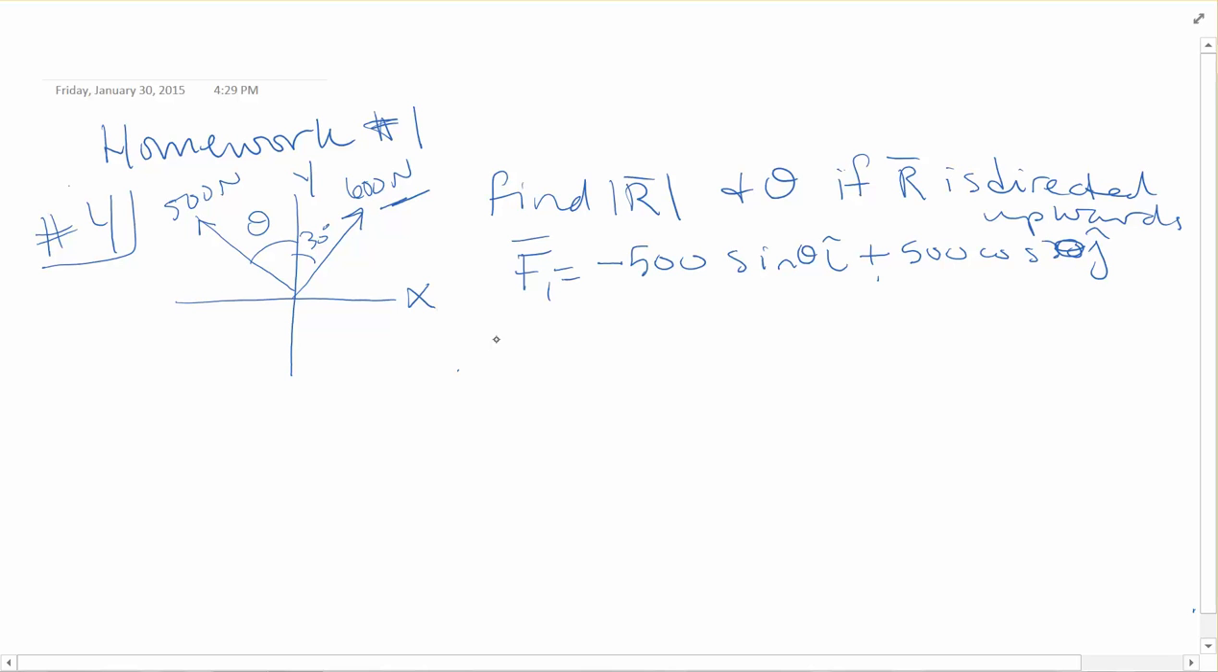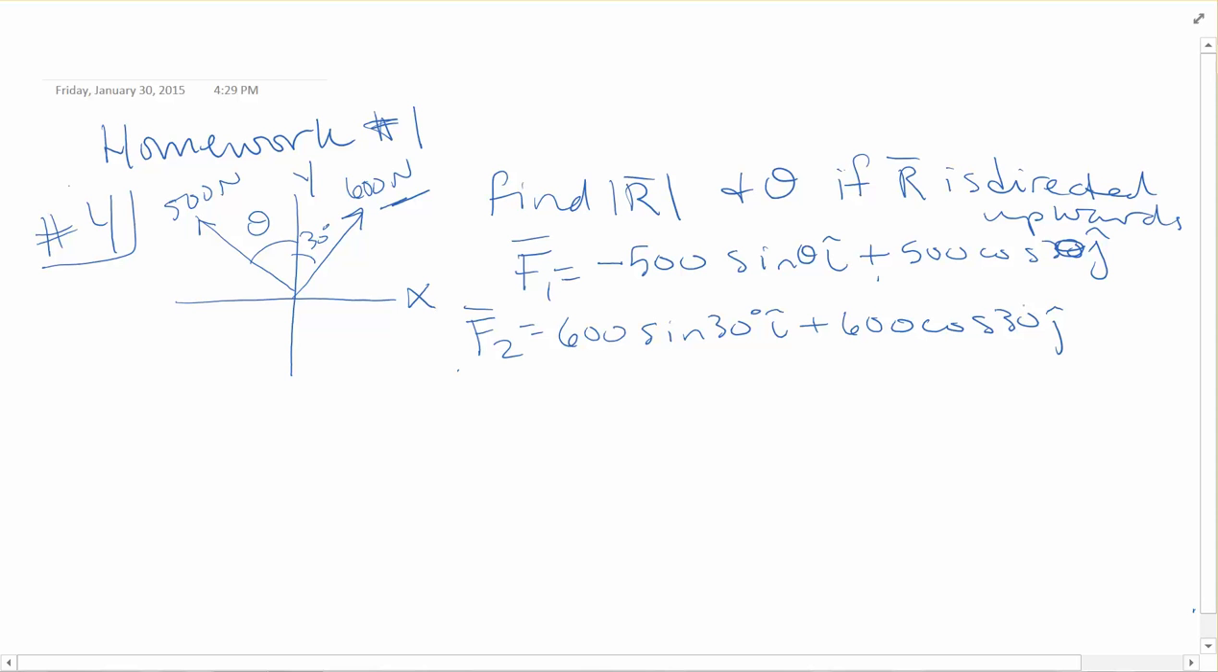Now let's go to the 600 Newton force. Let's call that F2. We'll do the same thing. That's going to be a positive x component because it's going to the right. We'll have 600 sine 30 i, and then plus, since it's pointing up, 600 cosine 30 j.